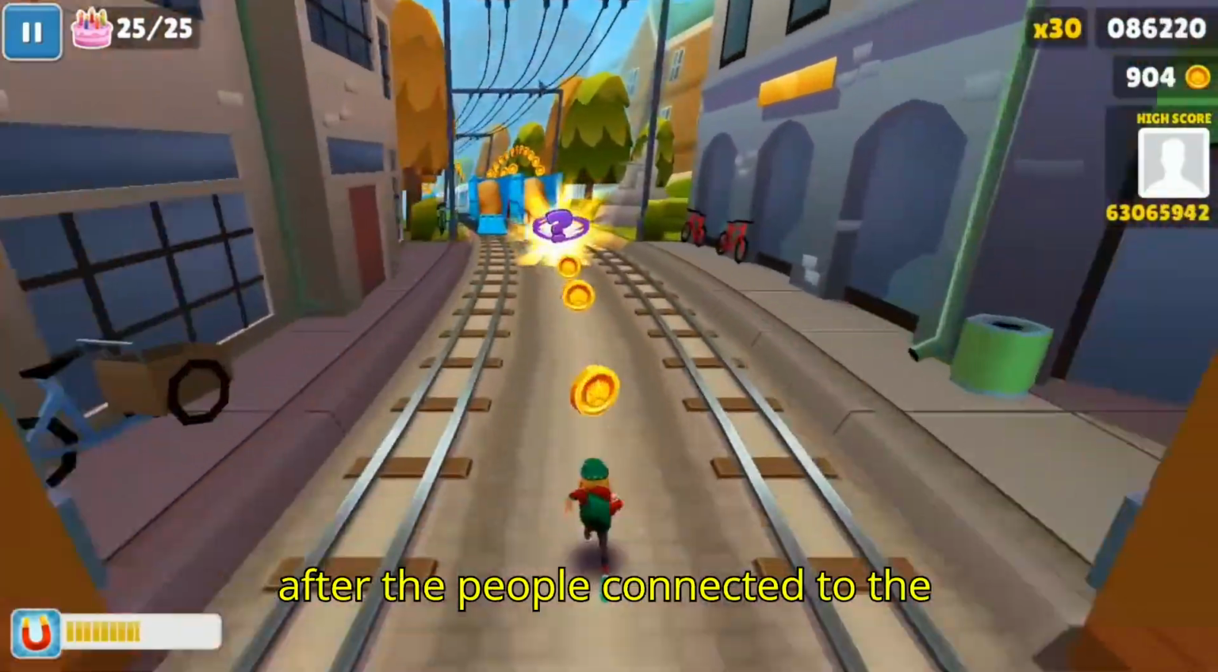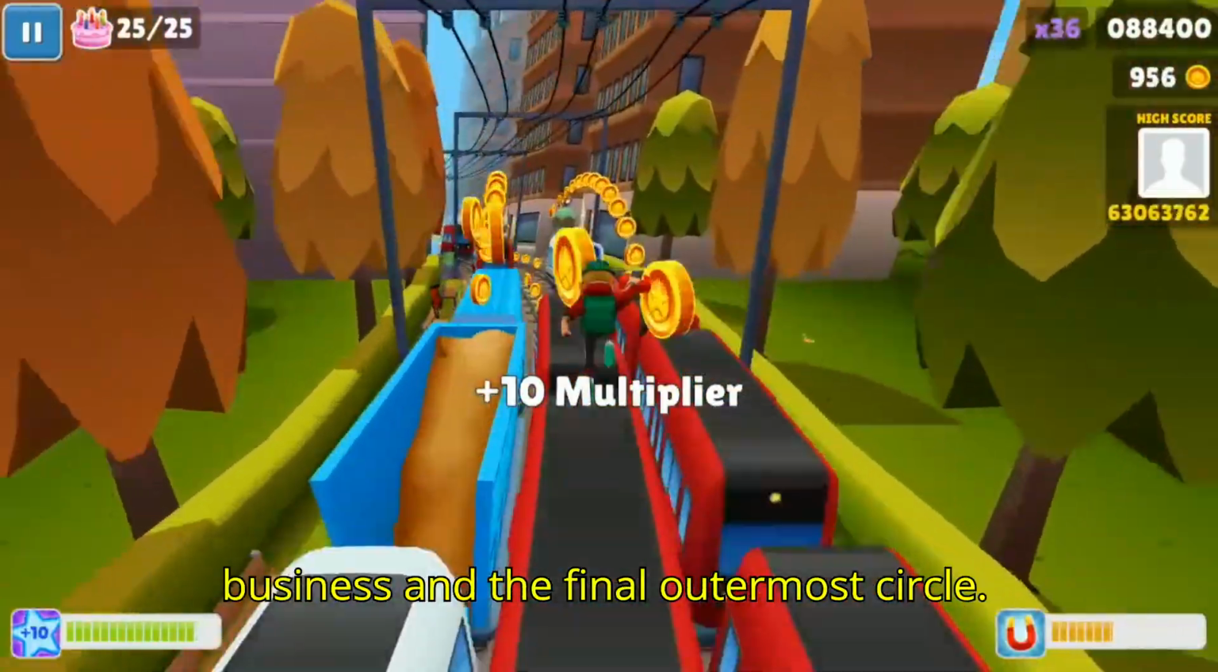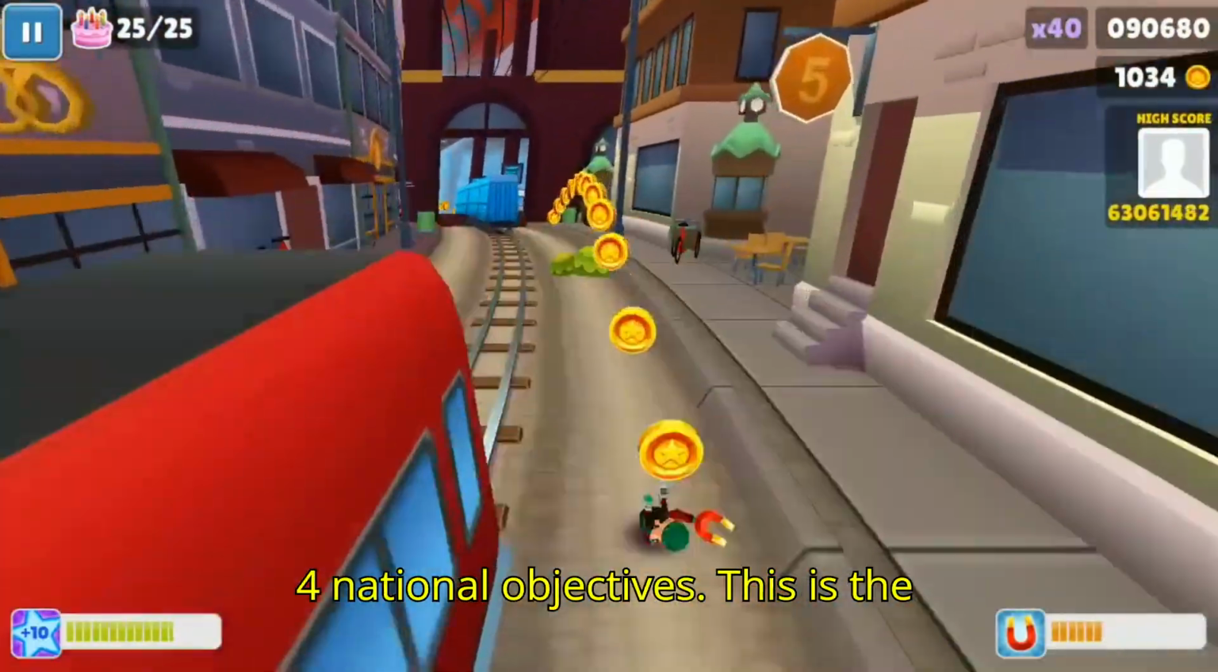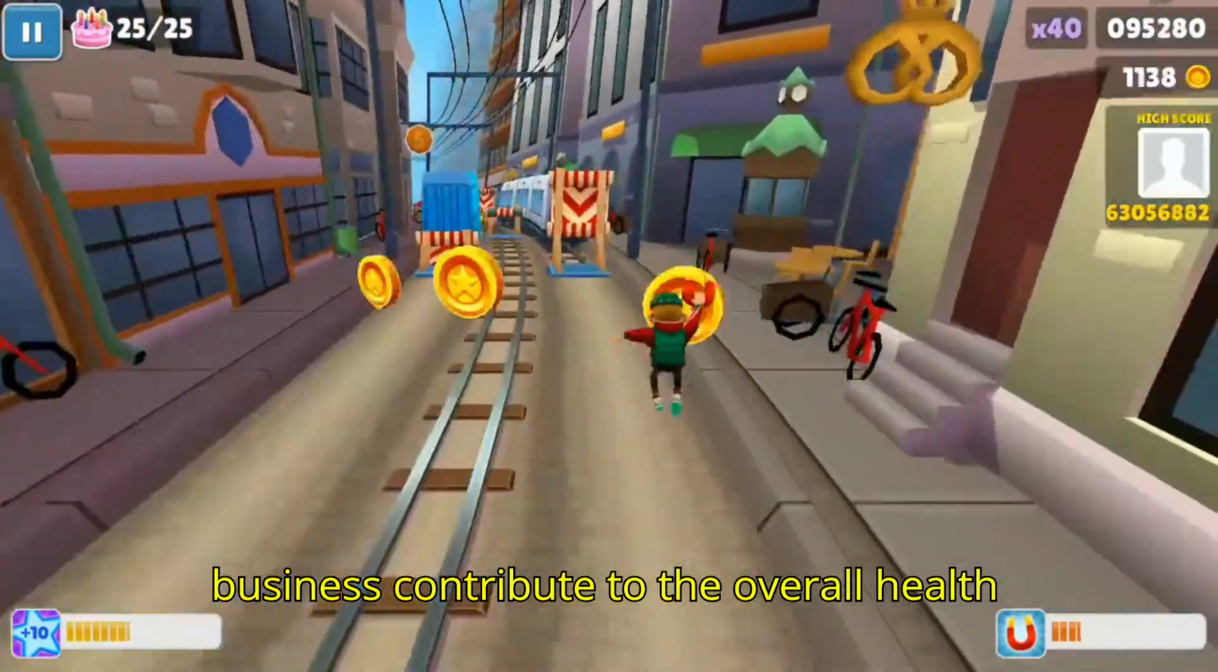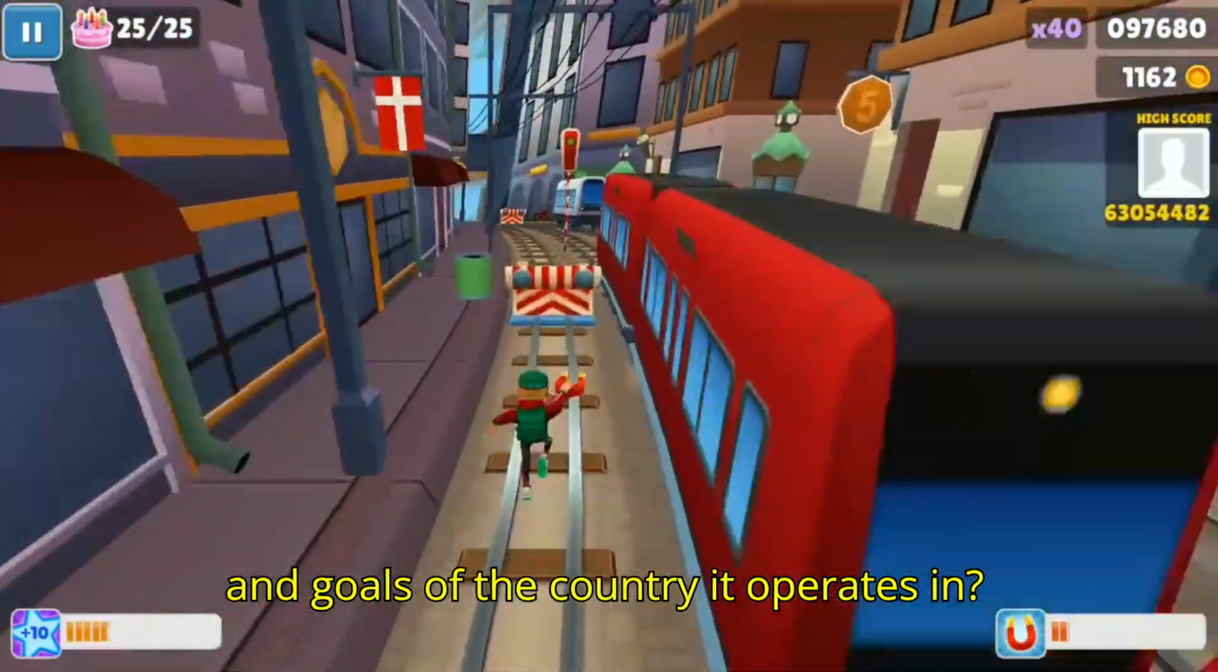So, looking after the people connected to the business. And the final outermost circle, 4, national objectives. This is the broadest perspective. How does the business contribute to the overall health and goals of the country it operates in?